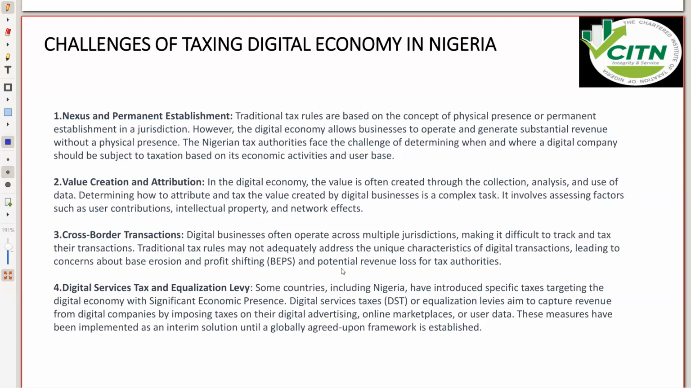And that's why sometimes it makes it easier for them, because they know it's difficult for you to track if you don't have access to that data. It becomes easy for them to shift profit or give you wrong data around income earned out of your country. And so traditional tax rules really do not adequately address some of these unique characteristics of the digital transaction. And this leads to some concerns about tax evasion, base erosion, and profit shifting, which will potentially lead to loss of revenue for the tax authority.